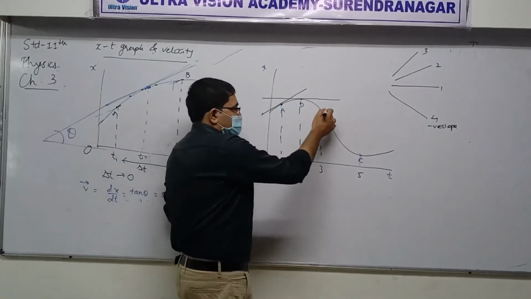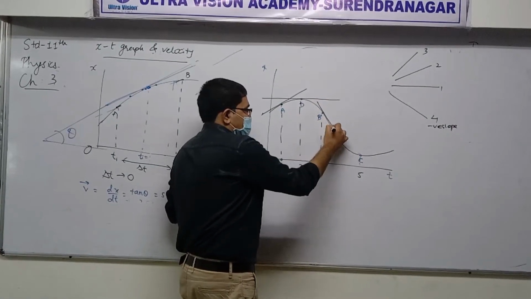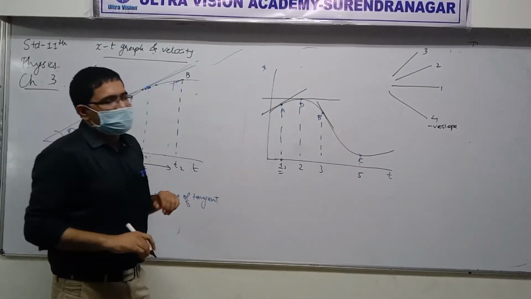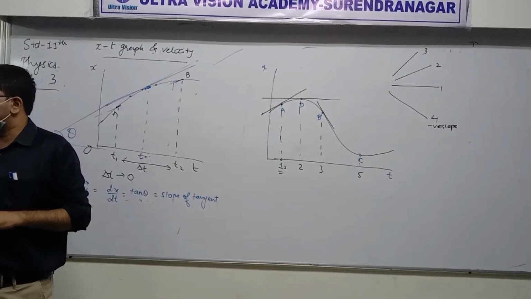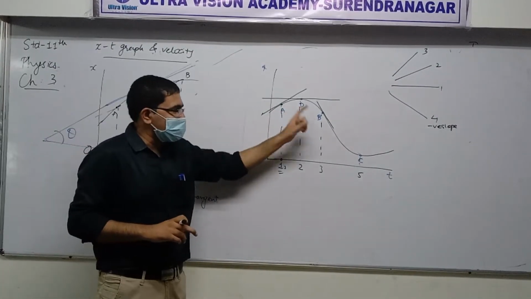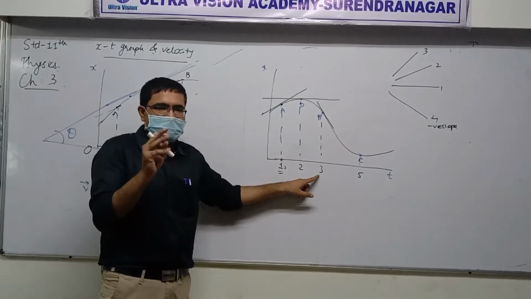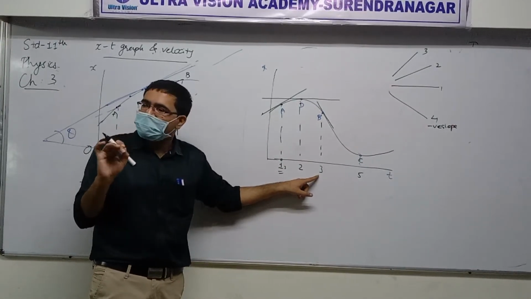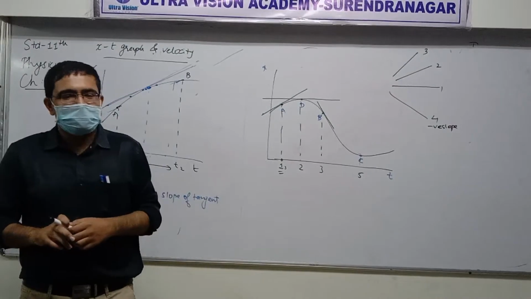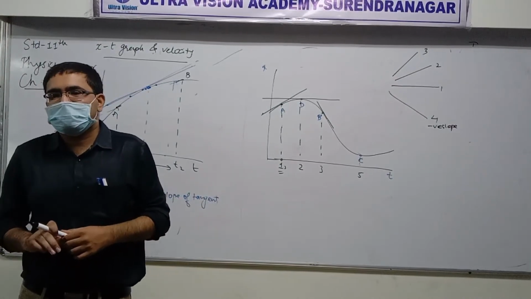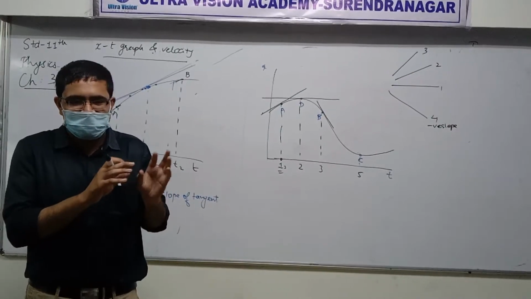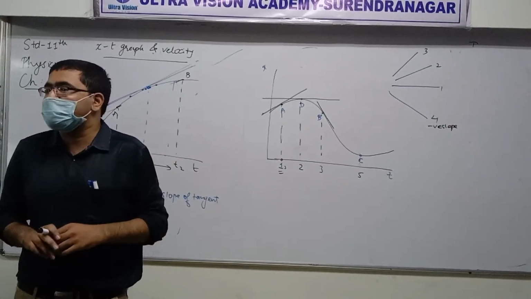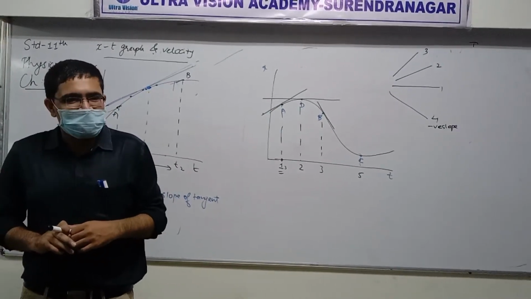But if you go to B, draw a tangent there also, yes or no? So there the slope is negative. So here the velocity of the particle at 3 seconds will be negative. What is the meaning of negative velocity? The particle is moving towards the negative direction, or towards the left direction generally. Is that clear? Yes or no?